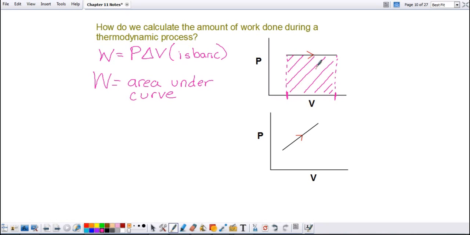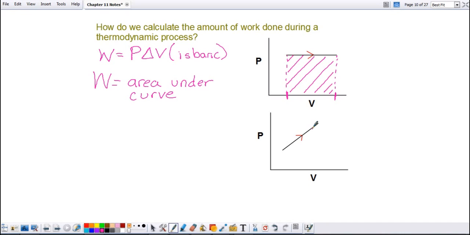This works for isobaric, the equation. The general idea that work is the area under the curve works even when it's not isobaric, when the process has a pressure that changes. So for example, down here the pressure is increasing. Again, we know it's increasing because the arrow is going up to the right. If the arrow were pointing the other direction, if you started up here and went down, then the pressure would be decreasing. So the arrow is just telling us what's happening. The volume's increasing, the pressure's increasing over time.